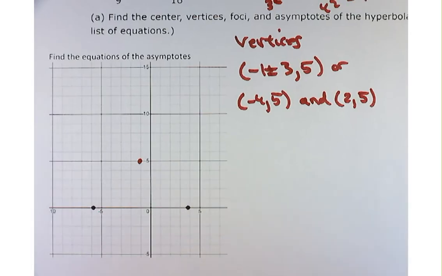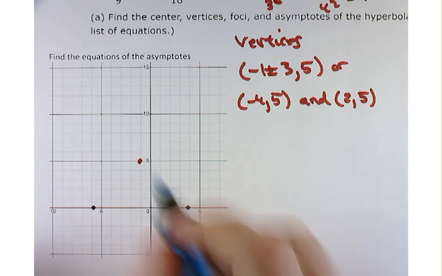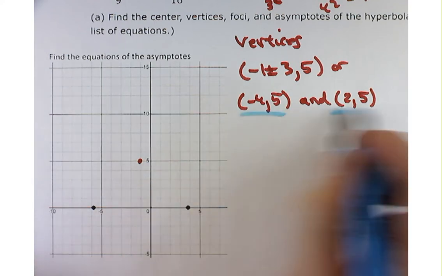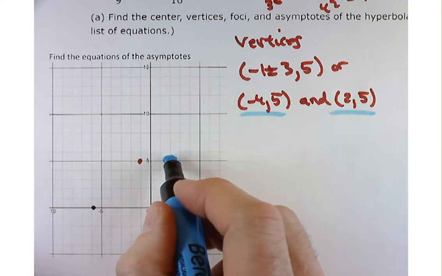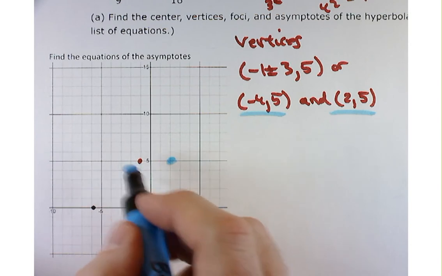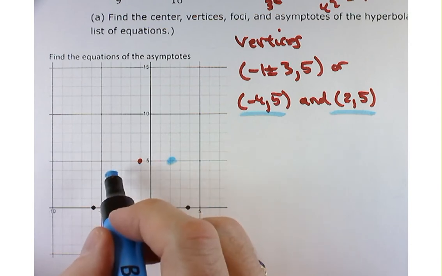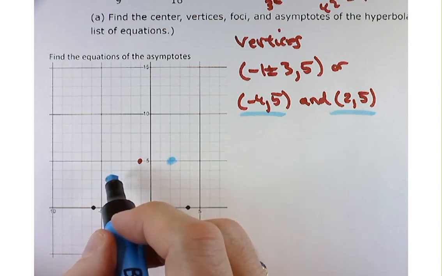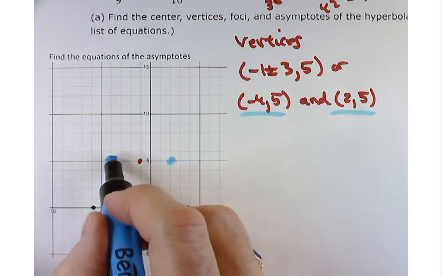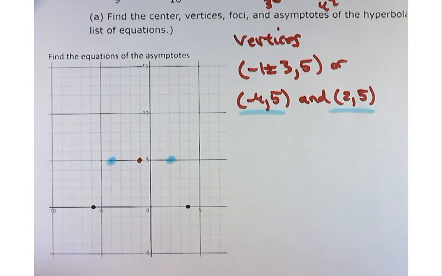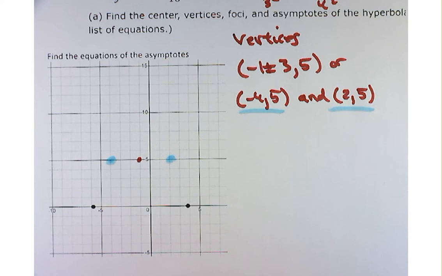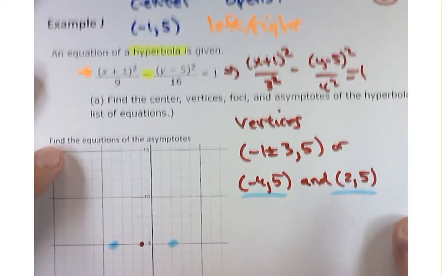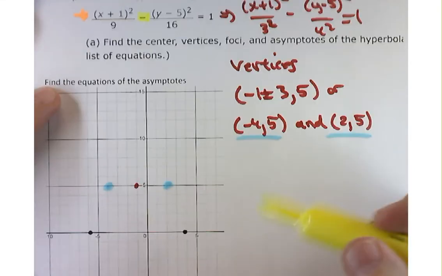I'll put those in blue. So here, 2 and 5, and then negative 4 and 5. That'd be there. That looks good. Now I'm going to graph 2 other points here to help me with the graph of this equation. Where am I going to find those 2 other points? Do you remember?